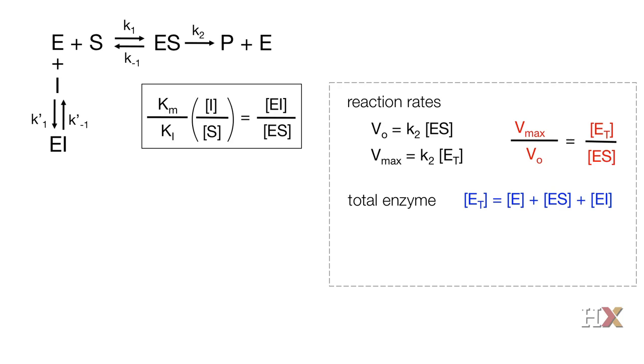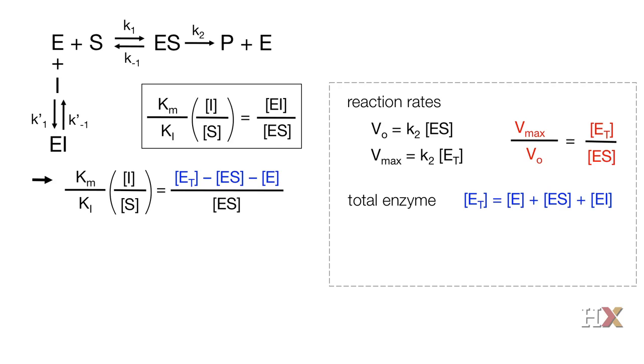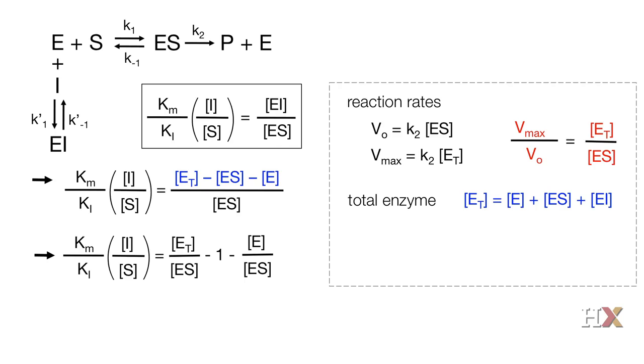Now we can replace in our equation the concentration of enzyme inhibitor complex by the concentration of total enzyme minus the concentration of enzyme substrate minus the concentration of free enzyme. And if we rearrange the equation, now we have two ratios that we have to take care of. One is the ratio between the concentration of total enzyme divided by the concentration of enzyme substrate complex. And the second is the concentration of free enzyme divided by the concentration of enzyme substrate complex. How can we get rid of that?